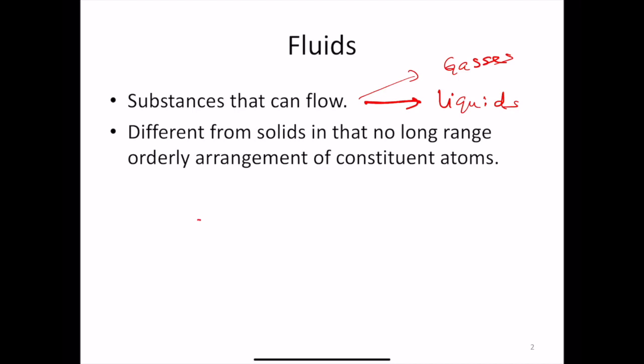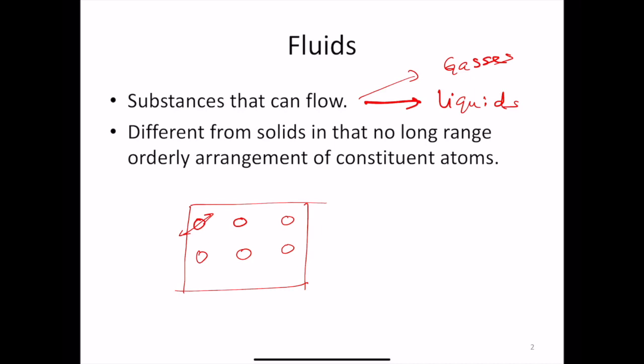In a solid, the atoms or molecules more or less maintain their fixed positions. They might vibrate about that fixed position, but they mostly maintain it. And as a result of that, a solid object maintains its shape. Whereas for a liquid or a gas, the atoms can move very freely, they can slide past one another.